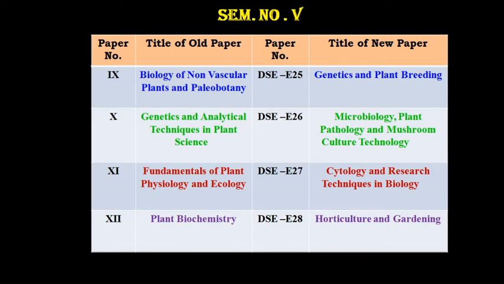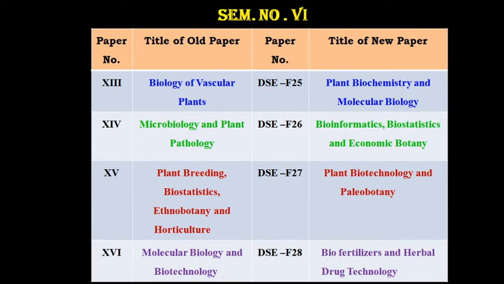Paper number 10 in the old syllabus is genetics and analytical techniques in plant science, which has been changed to microbiology, plant pathology and mushroom culture technology. Paper number 11 is fundamentals of plant physiology and ecology. It has been changed to cytology and research techniques in biology. Paper number 12 is plant biochemistry, which has been changed to horticulture and gardening. This paper, horticulture and gardening, paper number 12, I am going to teach you in this semester.